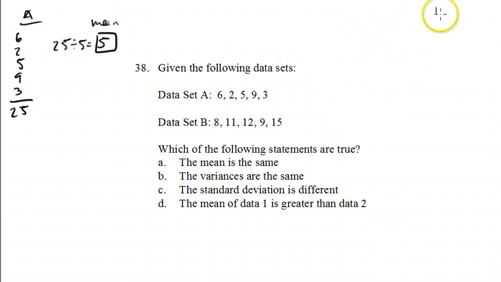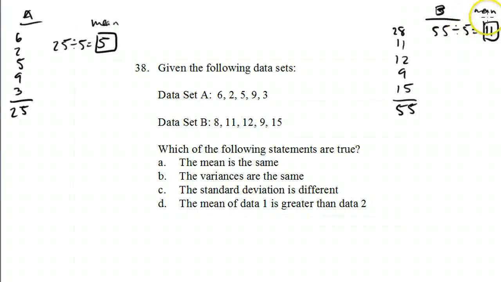For B, I do the same thing on this side. So I have 8, 11, 12, 9, and 15. Adding those up, we get, let's see, 14, 16, 17, 25, and I get 55. So if I take 55 divided by 5, that is 11. So the mean for B is 11.